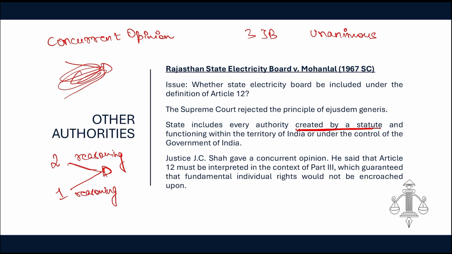तो Justice J.C. Shah ने agree किया था that any institution created by a statute will be State under Article 12, but he gave a different reasoning. Let us see what he has said. So according to him, Article 12 must be interpreted in the context of Part 3, which guaranteed that the fundamental individual rights would not be encroached upon. This is what the guarantee of fundamental rights in Part 3 is. We are going to study this in Article 13 now, okay, in the next video.